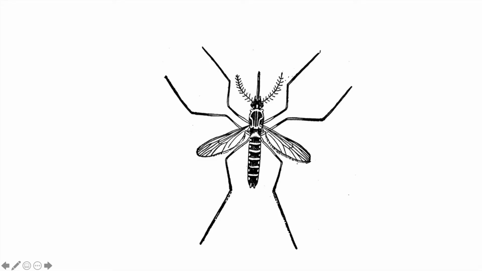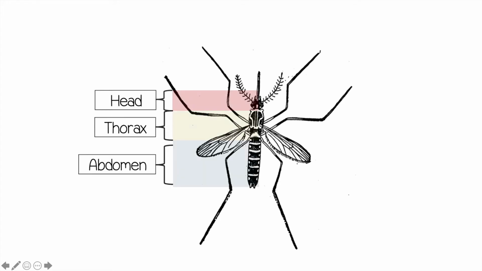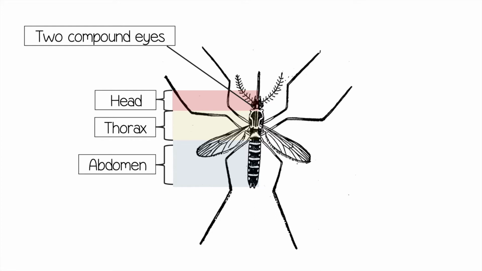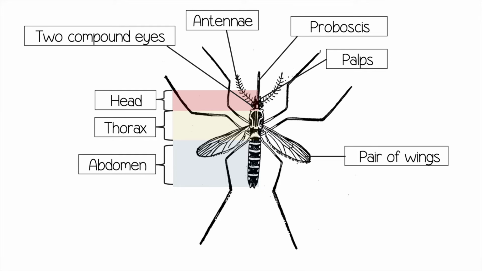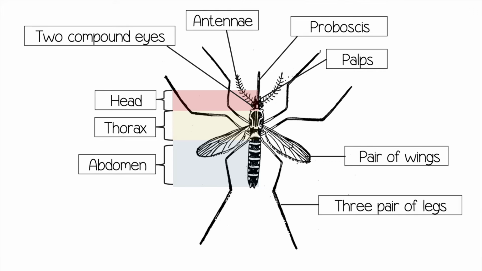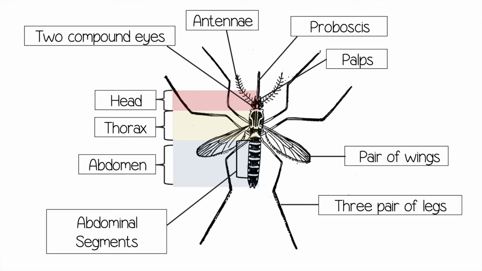So now we know that mosquitoes have slender bodies with 3 segments: head, thorax, and abdomen. On the head, there are 2 compound eyes, 2 antennas, a proboscis, which is used for locating blood vessels and sucking blood, palps, which are used to help cut and manipulate food in the mouth. On the thorax, there's a pair of wings and 3 pairs of legs. On the abdomen, there are abdominal segments which consist of digestive and excretory organs.